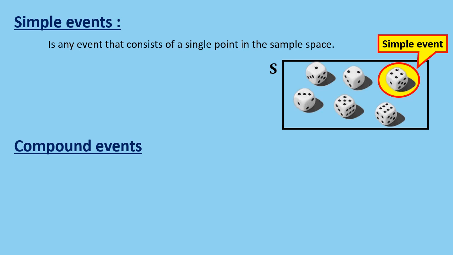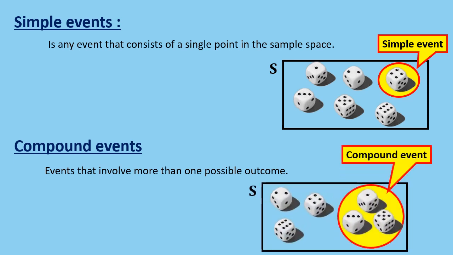Compound events, on the other hand, are events that involve more than one possible outcome. They are made up of two or more simple events. For example, rolling a fair six-sided die and getting an odd number.